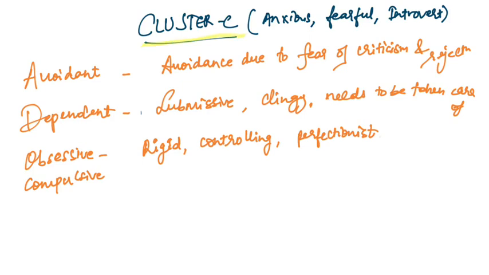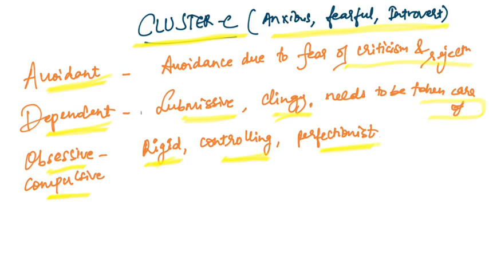Now cluster C type are anxious, fearful and introvert. Avoidant people avoid things due to fear of criticism or rejection. Dependent people are submissive, clingy, and need to be taken care of. Obsessive-compulsive people are rigid, controlling and perfectionist. So these are anxious, fearful, introvert, the cluster C type personality disorders.